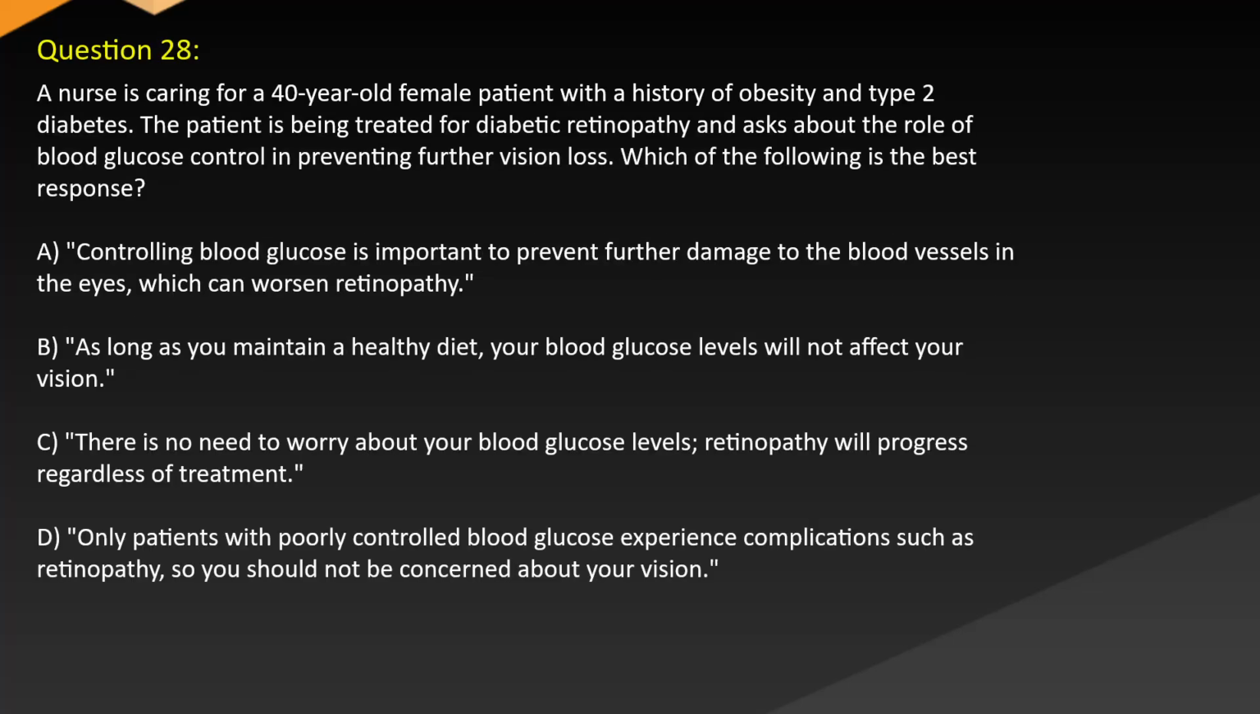Question 28. A nurse is caring for a 40-year-old female patient with a history of obesity and type 2 diabetes. The patient is being treated for diabetic retinopathy and asks about the role of blood glucose control in preventing further vision loss. Which of the following is the best response? A. Controlling blood glucose is important to prevent further damage to the blood vessels in the eyes, which can worsen retinopathy. B. As long as you maintain a healthy diet, your blood glucose levels will not affect your vision.